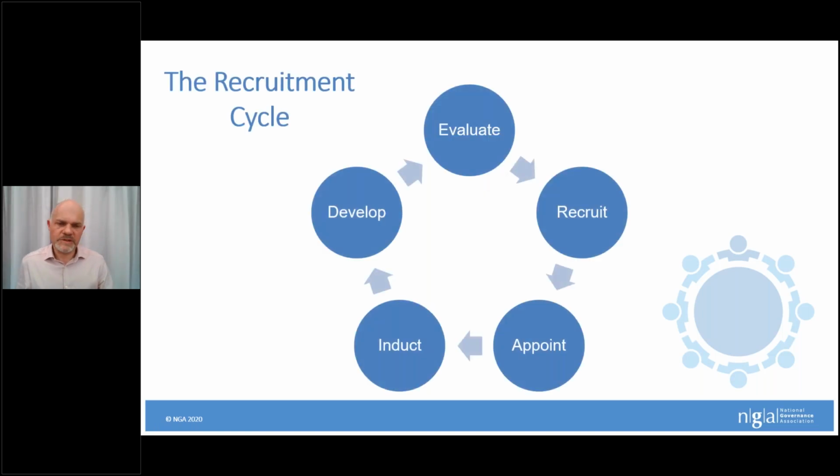So I'm going to talk about governor recruitment in relation to a fairly typical recruitment cycle. Starting at the top with evaluate, and you probably see this sort of cycle across a number of different sectors and industries, so it's fairly typical. So we start with evaluate, move through recruit, appoint, induct, and develop.